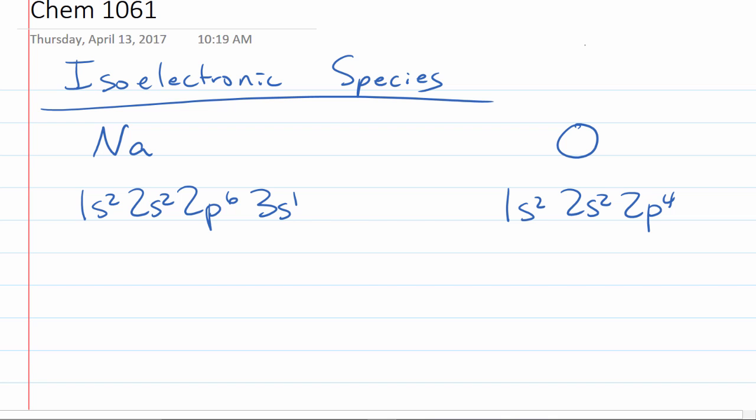Now, at this point, these are not isoelectronic with each other. Just to be clear, these are not isoelectronic. But what we're going to do now is show the common ions that are formed. Now, go back to when you did your nomenclature. What is the normal ion formed by sodium? +1. Common ion formed by the oxygen?